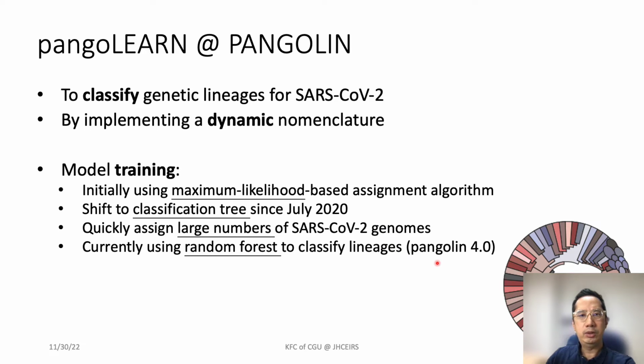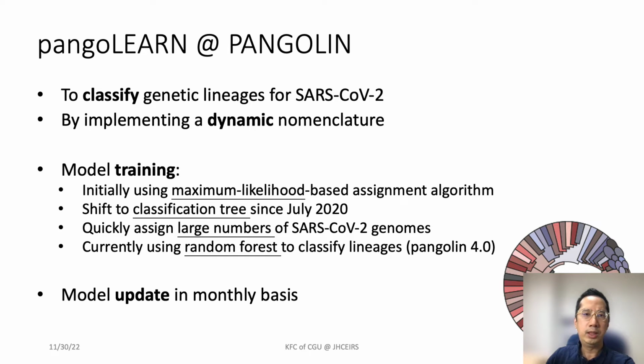In the latest version, PANGOLIN 4.0, they adopted the random forest to classify lineages in a more efficient fashion. That's why they call it a dynamic nomenclature system, because they have to update their model on a monthly basis. You can probably guess that their model is not able to predict or forecast lineages, but just to classify lineages according to our knowledge.